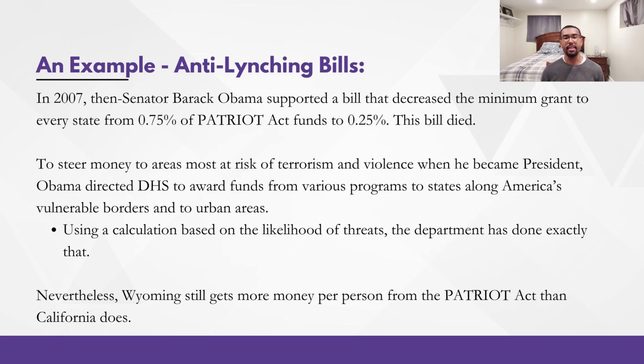In 2007, then-Senator Barack Obama supported a bill that decreased the minimum grant to every state from 0.75% of Patriot Act funds to 0.25%. This bill died. To steer money to areas most at risk of terrorism and violence when he became president, Obama directed DHS to award funds from various programs to states along America's vulnerable borders and to urban areas. Using a calculation based on the likelihood of threats, the department has done exactly that. Nevertheless, Wyoming still gets more money per person from the Patriot Act than California does.